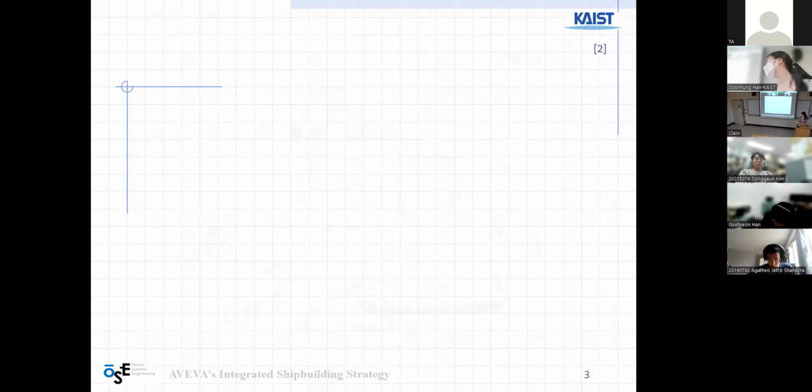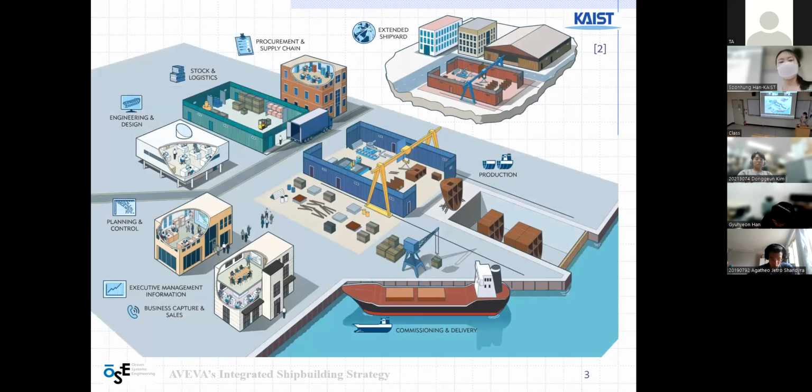So let's go on. We have a very comprehensive diagram, a schematic here, showing how shipbuilding is actually an integrated technology. It has production, commissioning, delivery, planning and control, engineering design, stock and logistics. And you see that design is not simply design as you do on a drafting table on itself, but it is consisting of a lot of different chains of people. It's a kind of multifaceted arrangement where a lot of different sectors have to always constantly collaborate together. And we call this whole process a very integral part of shipbuilding and design.